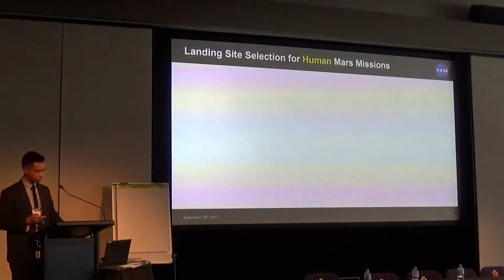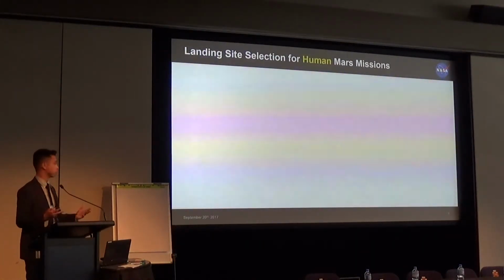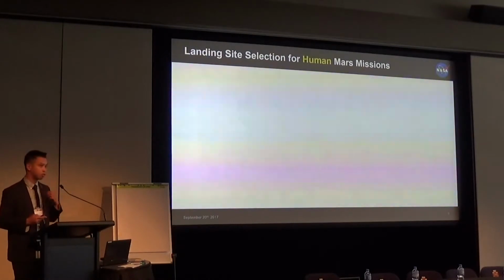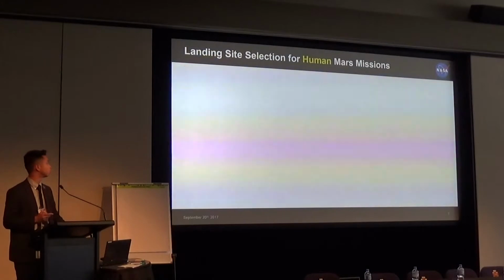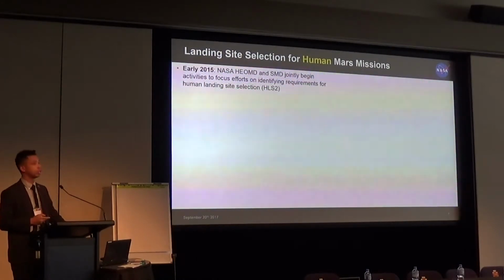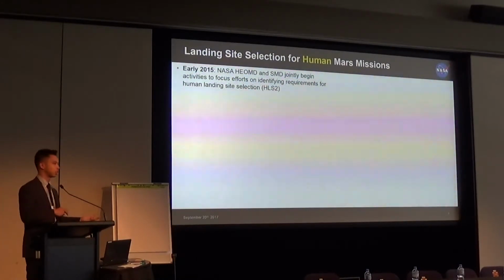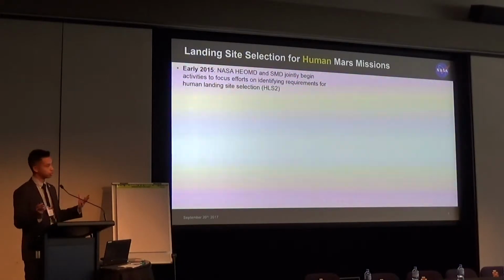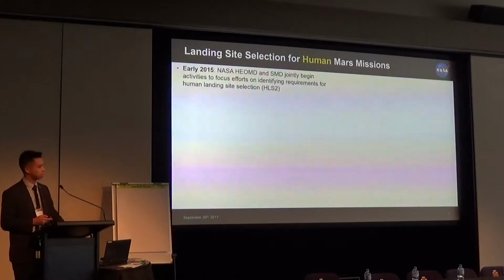So, what are the considerations for landing humans on Mars? We've really started focusing on this in about the 2015 period onwards. In early 2015, both the human exploration and the science exploration side of NASA, so the robotic and the human side, got together and started jointly beginning activities to focus on identifying the requirements on human landing site selection.